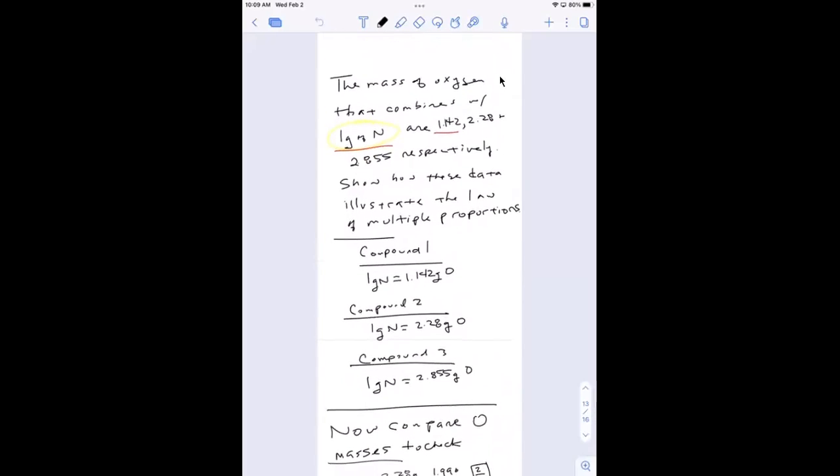So we had an example here where we had the mass of oxygen combined with 1 gram of nitrogen. In this particular case, we had the fixed mass of 1 gram, and we know that the compound was NO something. We had the mass numbers of the oxygen, and we compared those mass numbers to see if the data followed the law of multiple proportions, which it did.